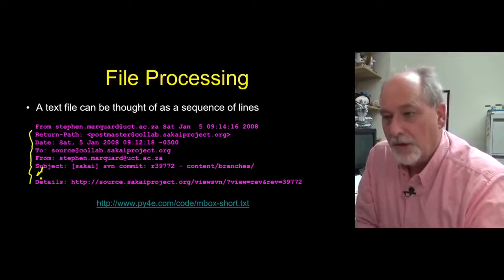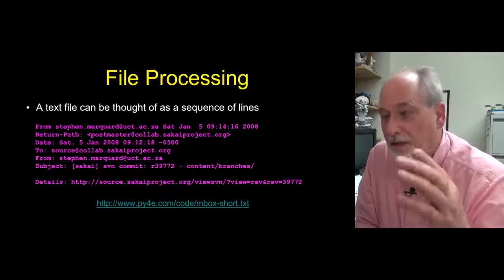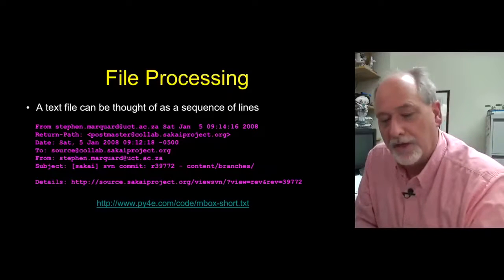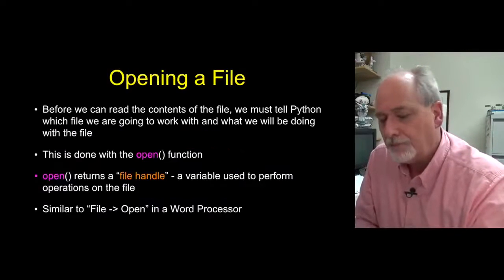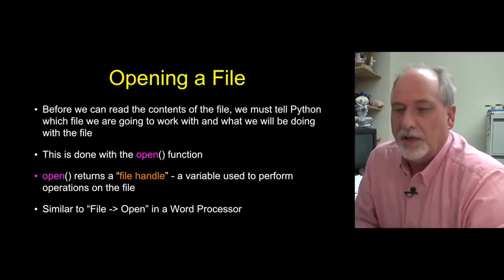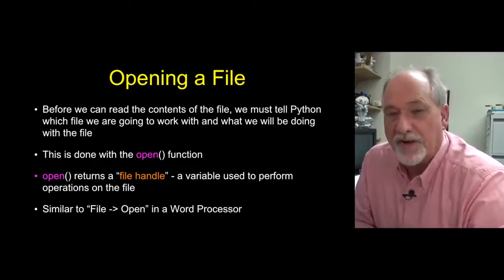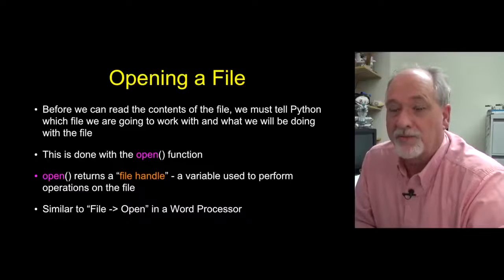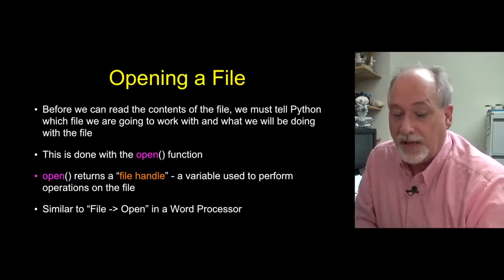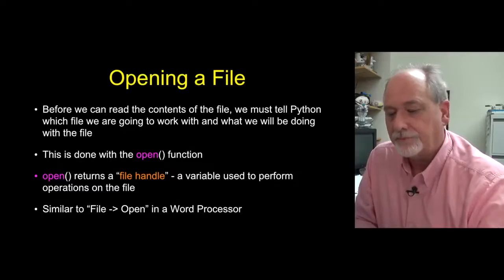But the reality is that these are actually just lines, and we have a special character called the newline that we'll talk about in a second. So to read a file, you have to call the open function. And open returns what we call a file handle. Open doesn't actually read the file. Open makes it possible so that you can read the file.